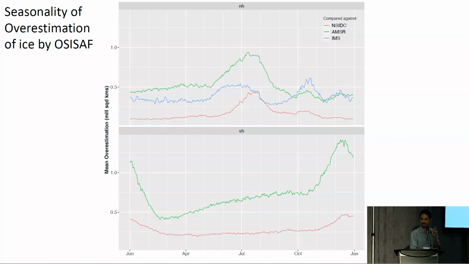Just for the case of OCSAF, we looked at it, and the errors are always led by an overestimation by OCSAF. So OCSAF ice extent is generally always higher compared to the other data sets. The overestimation is highest during the summer, but there's also a slight peak in October, in the freezing season, and this is also true for the summer peak in the southern hemisphere.